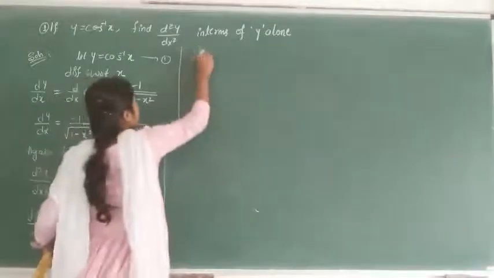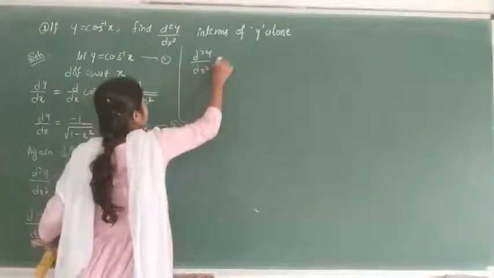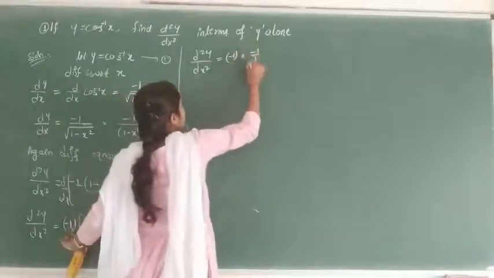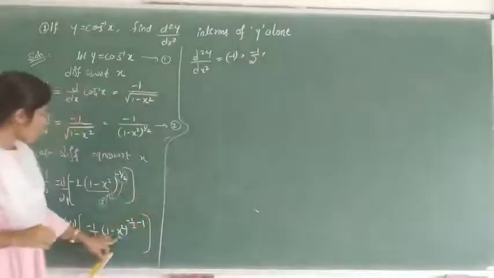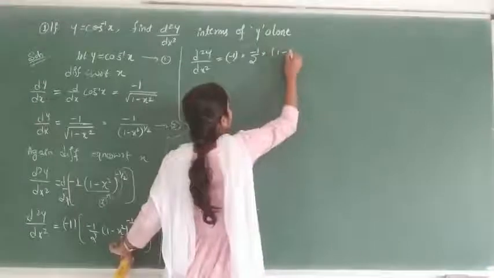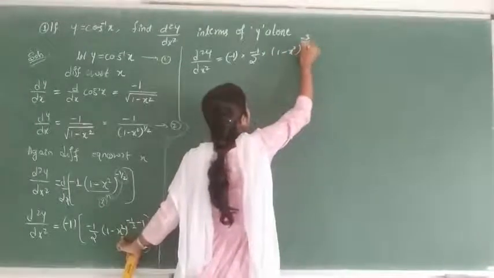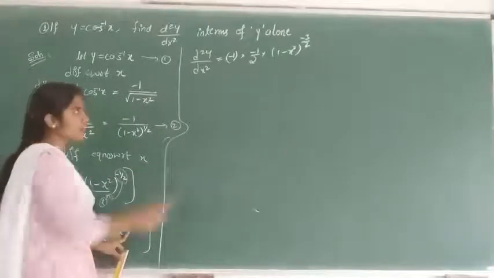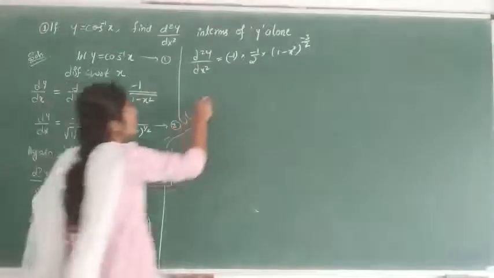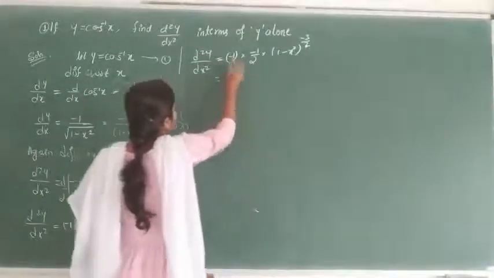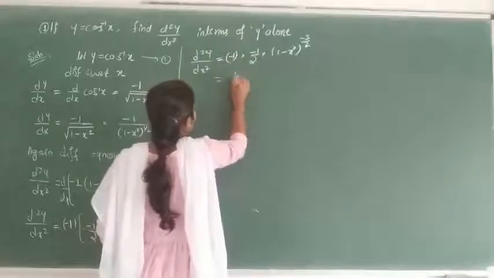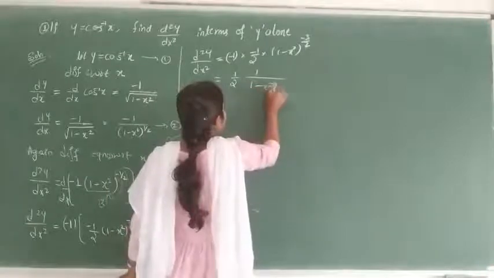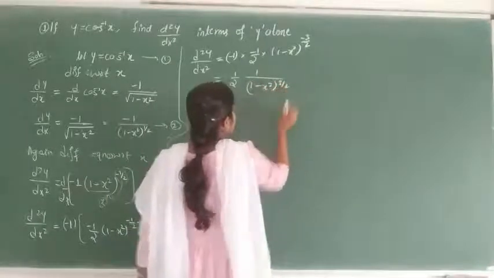d square y by dx square will be minus 1 by 2 into 1 minus x square whole to the power minus 3 by 2. Here, 1 minus x square whole to the power minus 1 by 2 minus 1 gives minus 3 by 2. Minus into minus gives plus, so 1 by 2 into 1 divided by 1 minus x square whole to the power 3 by 2, isn't it?